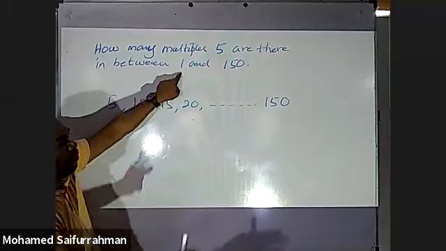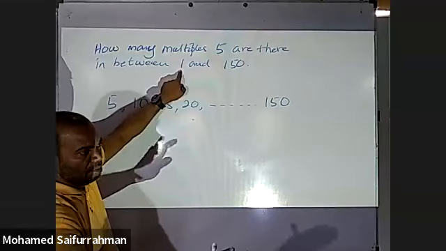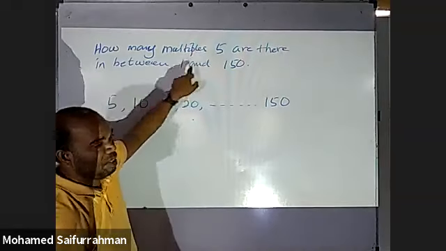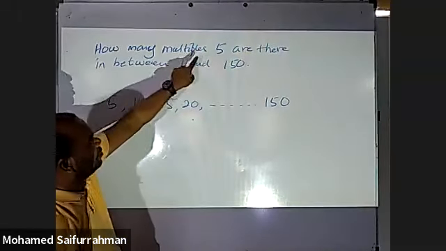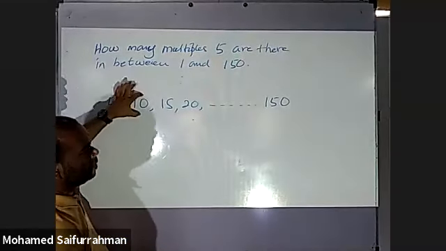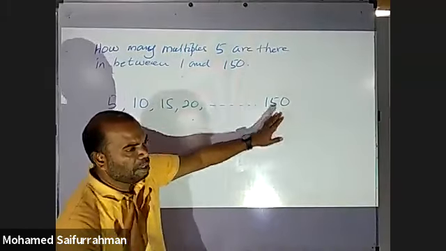First term is not 1, because 1 is not a multiple of 5. So if the question is multiples of 3, you should start with 3: 3, 6, 9, 12, and the last term is 150.